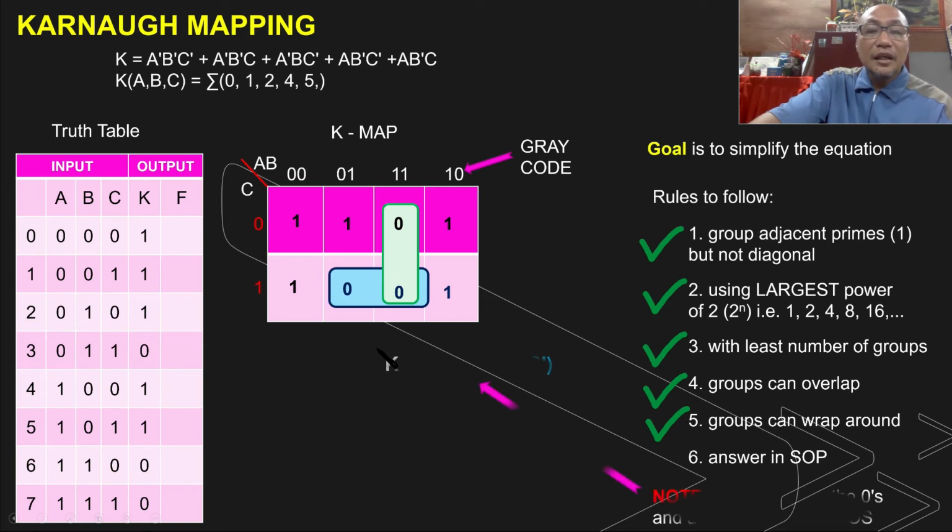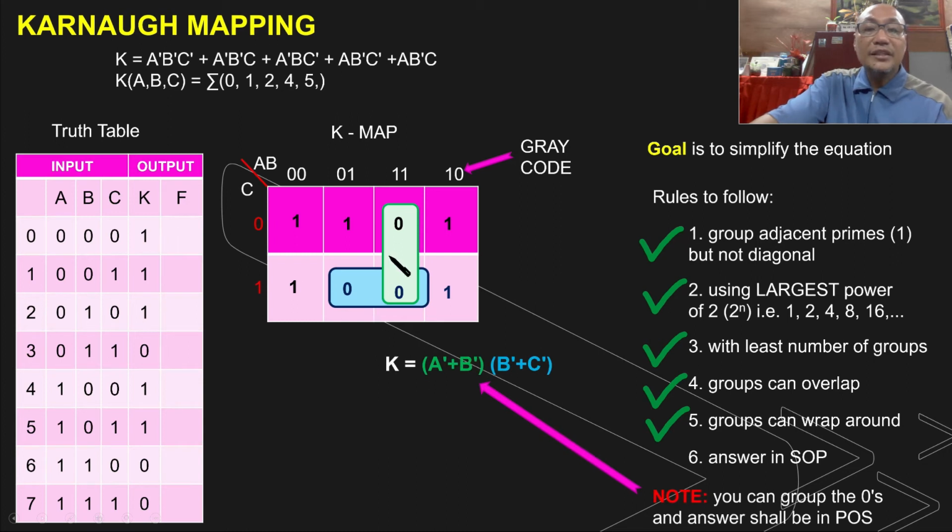Let's try to get now the answer. For this group, it is seen only on this value, that is 1, 1. Since that will be in POS, 1, 1 will be written as sum, and 1 will be represented as prime. So therefore, this will become A prime plus B prime, that is sum. The result of this will be ANDed with the result of the other so that it becomes product of sum. So let's proceed to this other group.